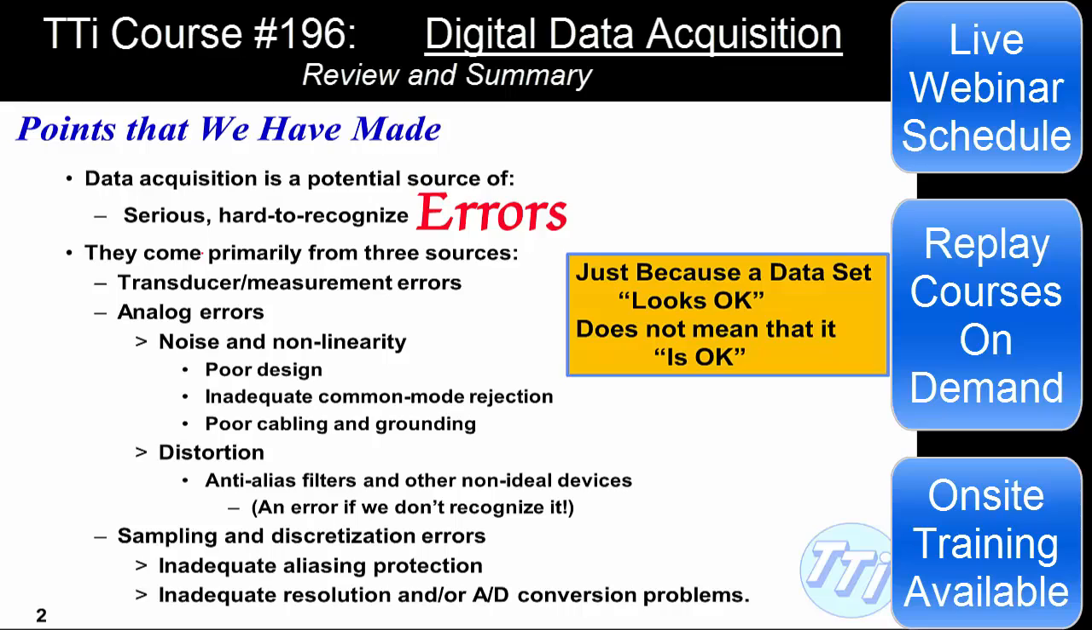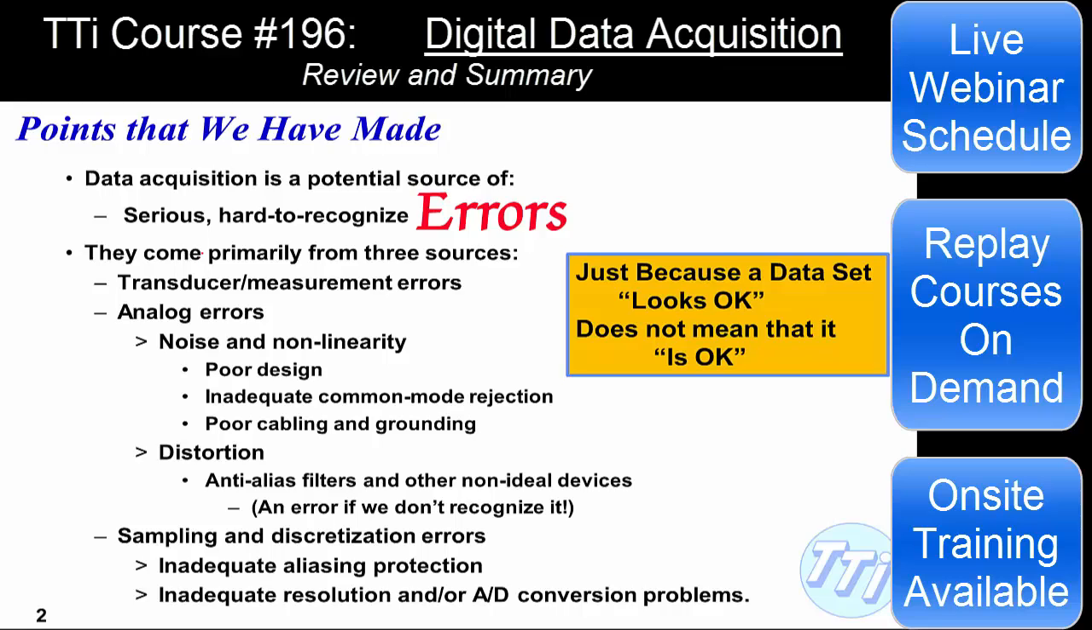The transducer and measurement errors, which are the subject of other courses: analog errors, noise, nonlinearity. These are due to poor design, inadequate common mode rejection, poor cabling and grounding. Then we've learned that when we use anti-alias filters, which are a requirement, they are going to distort the data. And that's an error if we don't recognize it. And then the most important one is sampling and discretization errors. Inadequate alias protection is the big bugaboo that we've been harping on for the whole course.